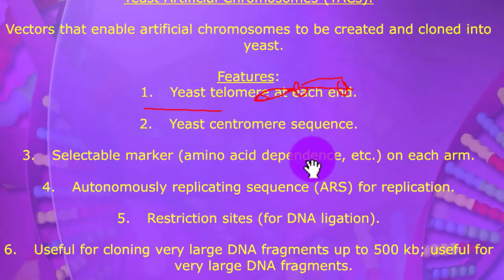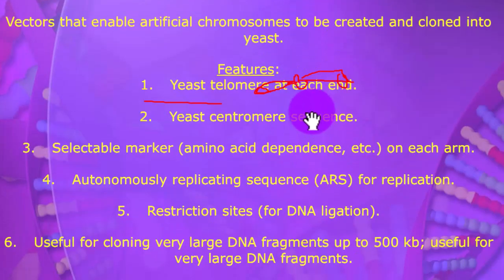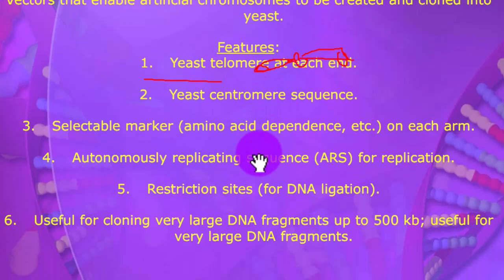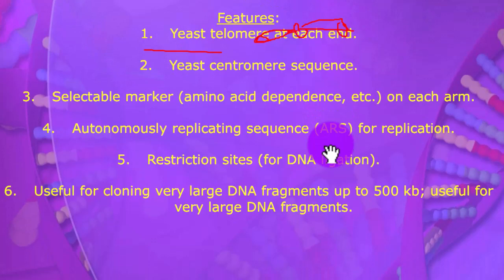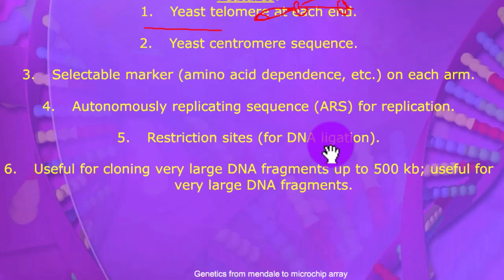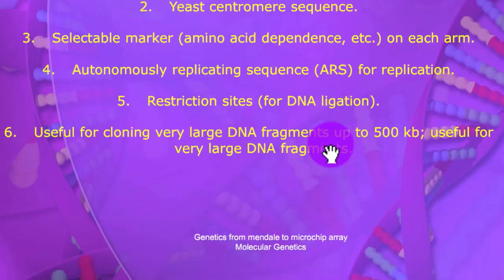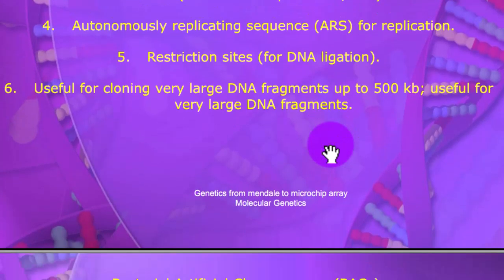Yeast artificial chromosome, a vector that enables an artificial chromosome to be created and cloned into yeast. Features: yeast telomere at each end, yeast centromere sequence, selectable marker, amino acid dependence in each arm, autonomously replicating sequence for replication, restriction site for DNA ligation. Useful for cloning very large DNA fragments up to 500 kilobases.